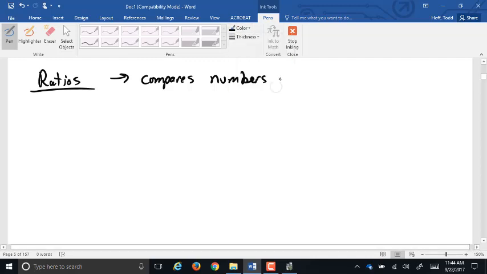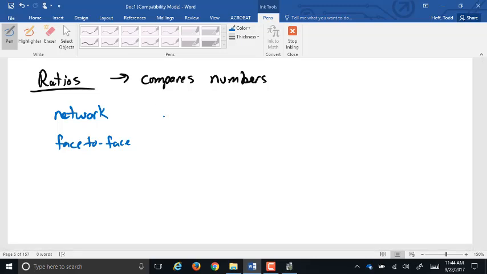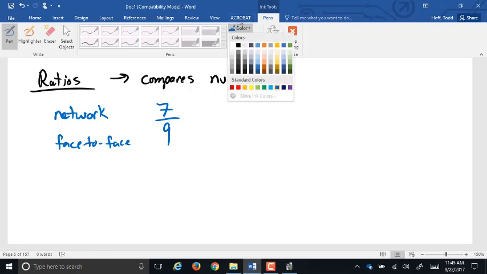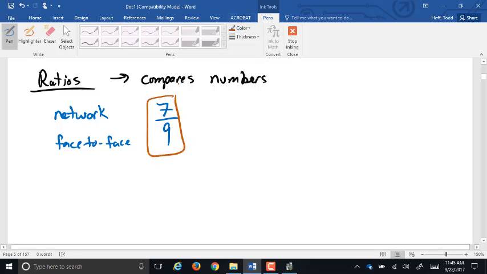For example, right now, if I wanted to compare the number of students on the network to those that are face-to-face in the classroom with me. Right now we have, what, 1, 2, 3, 4, 5, 6, 7 students on the network, it looks like. And we have, what, 9 here in the classroom? So that gives me a ratio of 7 to 9. Now I can express that ratio just like I did with a fraction, 7 over 9. I can express it with a colon, 7:9. Or I could write it out as 7 to 9.